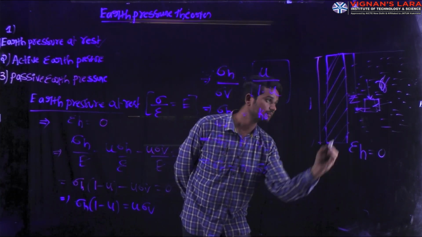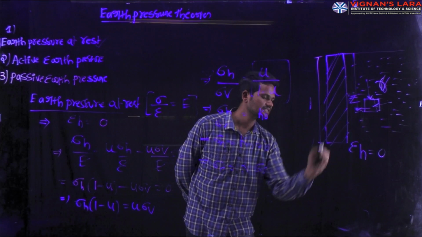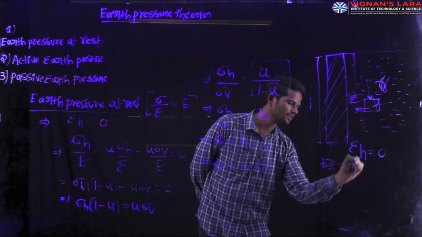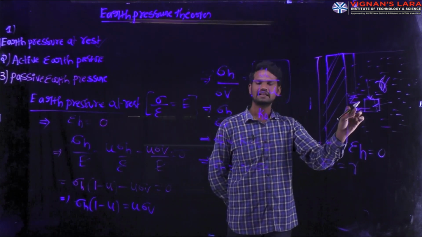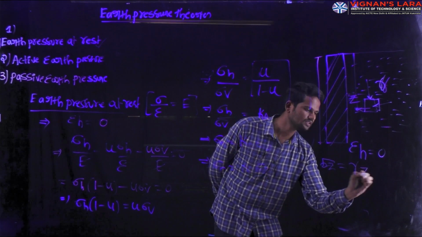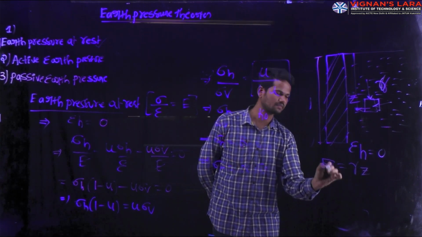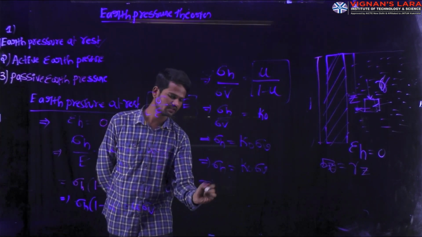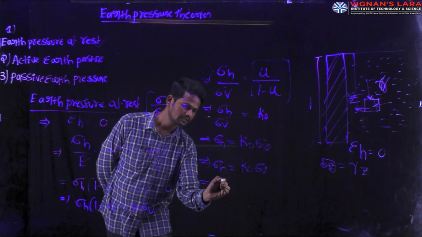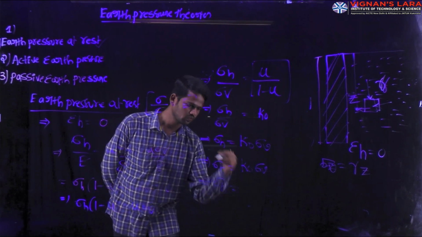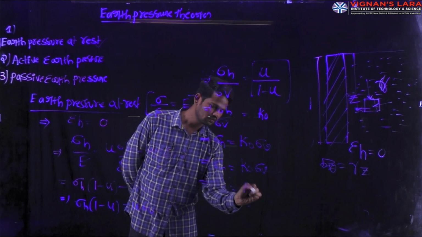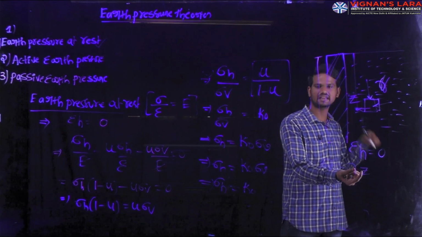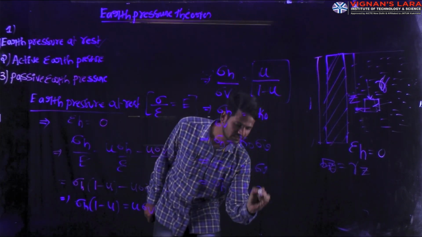That means the vertical pressure at the soil element, sigma Z, equals gamma, the unit weight of the soil mass, into Z, the depth of the soil mass at that particular point. That means sigma Z or sigma V, the vertical pressure, equals gamma into Z. If you substitute in this equation, the horizontal pressure sigma h equals K naught into sigma V, where sigma V is the vertical pressure acting on the soil element, gamma into Z.